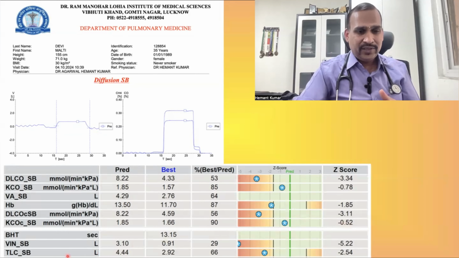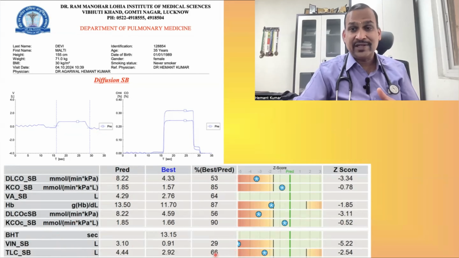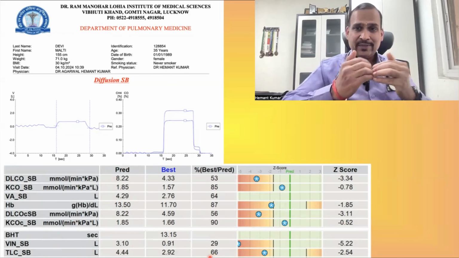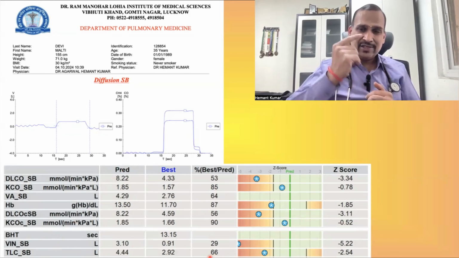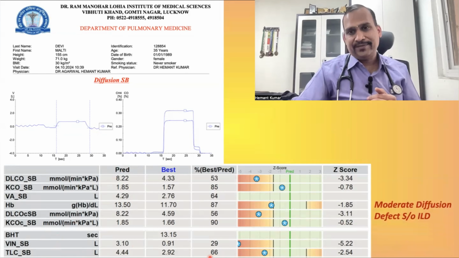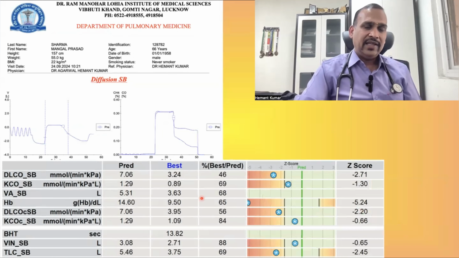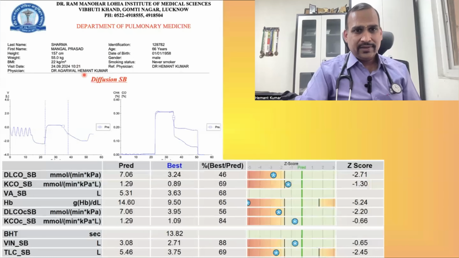If you see carefully, TLC, total lung capacity, is reduced to 66%. Reduced TLC means restrictive lung disease. DLCO is reduced, VA is reduced. This is a case of restrictive lung disease, most commonly ILD. And the Z score is minus 3.11. So a moderate diffusion defect, a case of ILD. In this report, all is well.